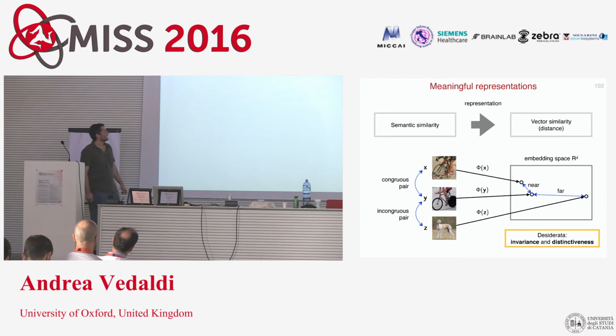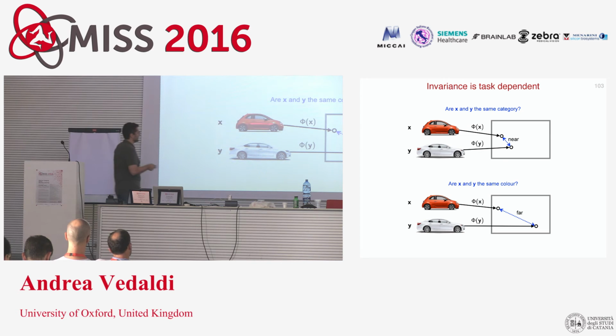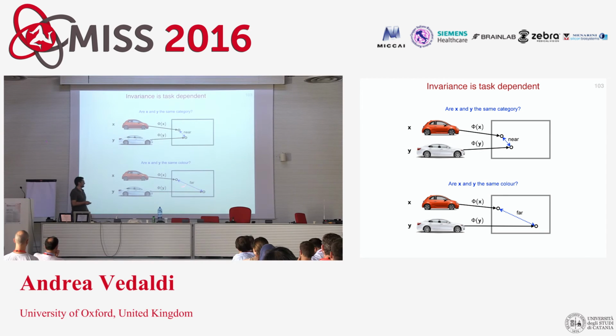All right. So this is the reason why I don't think this is a very good way of looking at the problem. So suppose that you're asking whether these 2 are the same category. Well, of course they are. There are 2 cars. Assuming that your category is cars. So these 2 vectors should be close. Suppose now you ask yourself whether these are the same colors. Well, now these 2 vectors should be far apart.